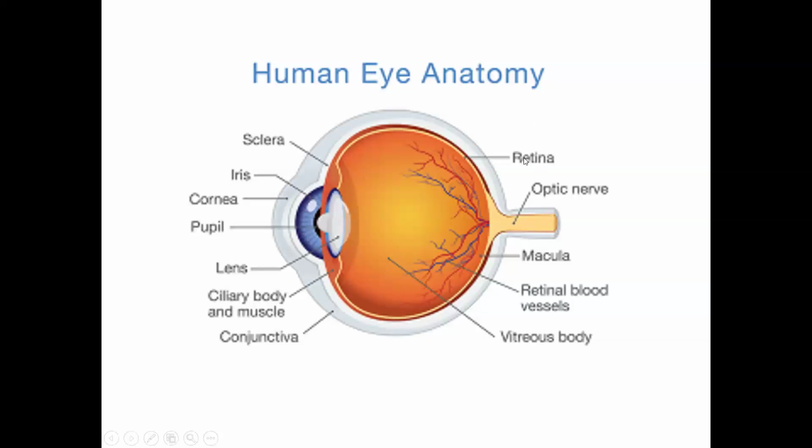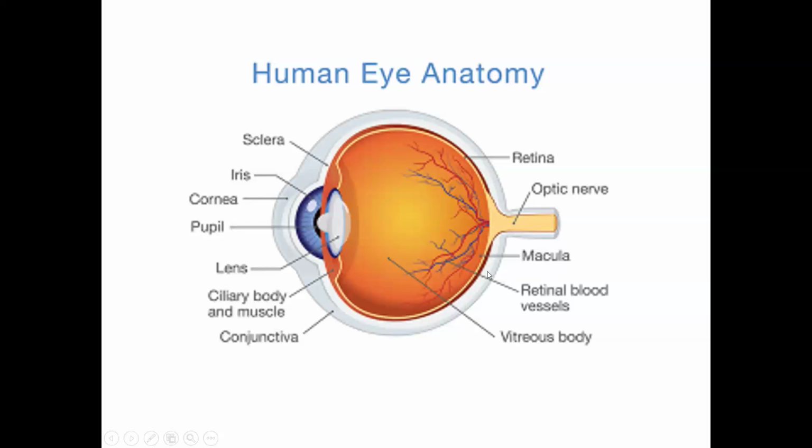Then comes the main part, which is the retina, the light sensitive tissue lining at the back of the eye. This contains photoreceptors, which we call rods and cones, that convert light into electrical signals. The rods are sensitive to dim light and responsible for peripheral and night vision, and the cones are sensitive to bright light and responsible for detailed central and color vision.